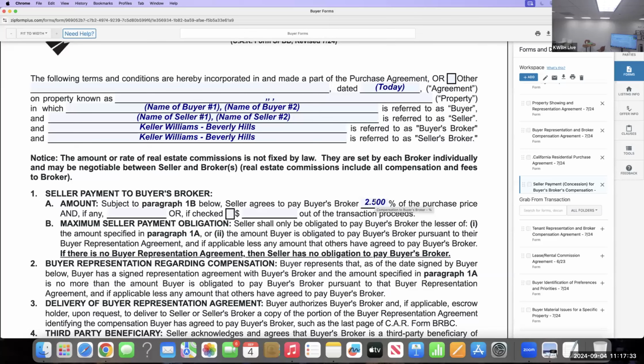If I have a signed buyer rep agreement for 2 and I ask the seller to pay 2.5, they're only obligated to pay 2. That's what it says. If there is no buyer representation agreement, seller has no obligation to pay buyer's broker. See that? There's two issues here. If I don't have a buyer rep agreement, they're off the hook completely. But if my buyer rep agreement is for less than what I'm asking, they're only obligated to pay the lower amount. So that's one.